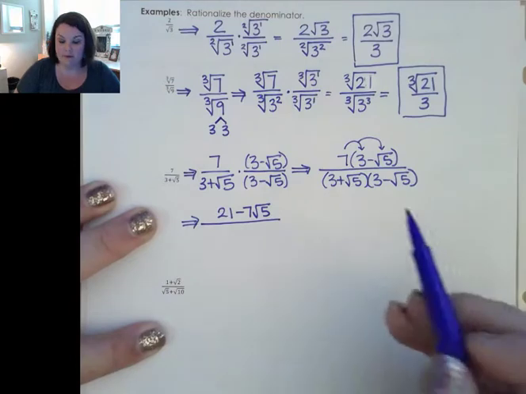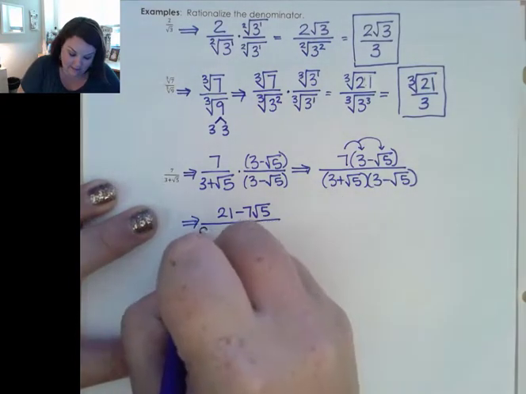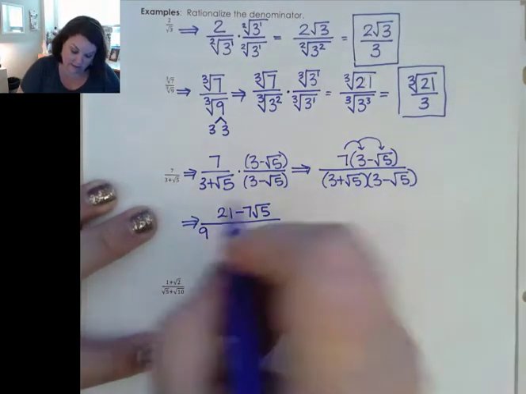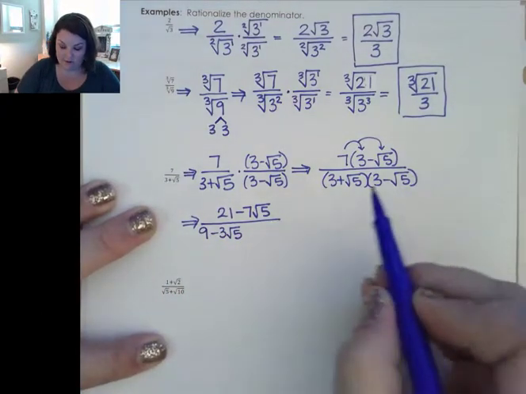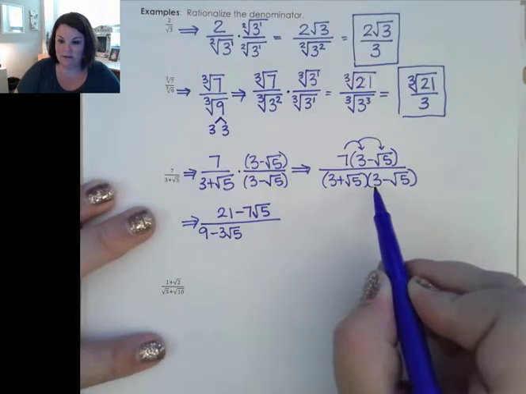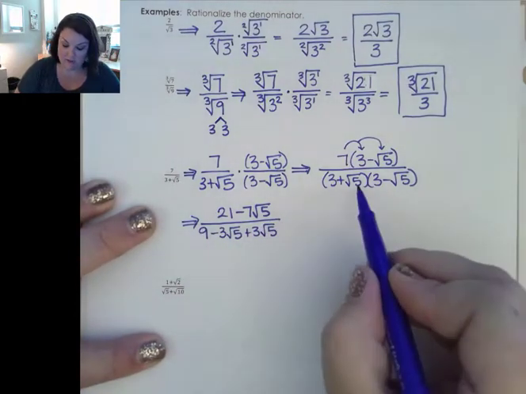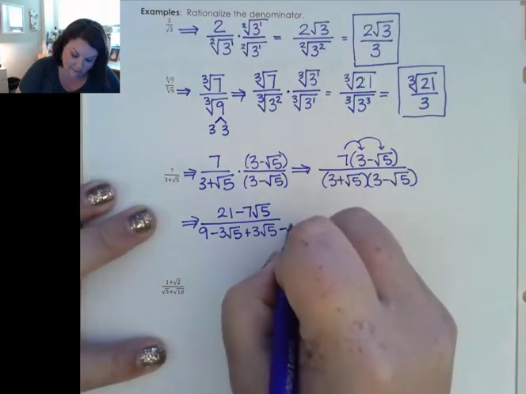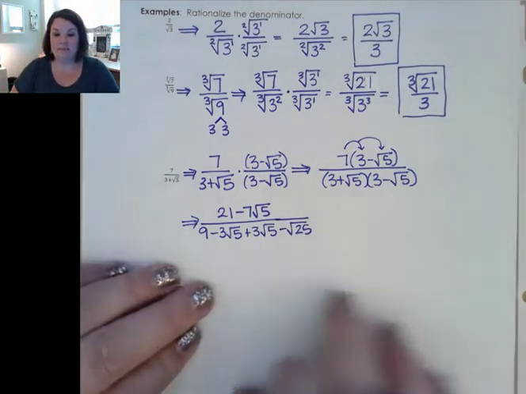And then on bottom, I'm going to distribute the 3 first. 3 times 3 gives me 9. 3 times the negative square root of 5 is negative 3 square root of 5. And now I'm going to distribute this one. Square root of 5 times 3 is positive 3 square root of 5. And then square root of 5 times negative square root of 5 is negative square root of 25, right? Or just 5.